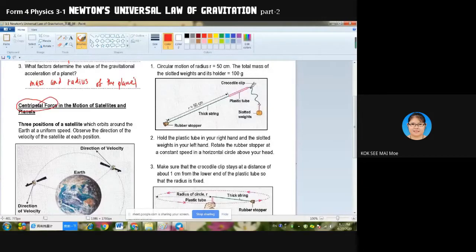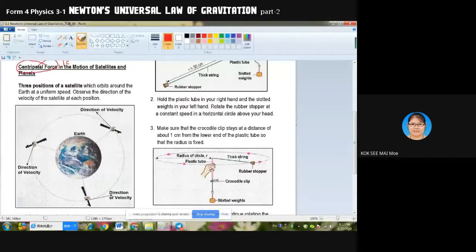Okay, this one we label centripetal force, Fc. It is one of the forces related to the satellite when it is moving. Let's see the diagram. We have three positions of the satellite, which orbit around the Earth at a uniform speed. That means all of the velocities should be the same.